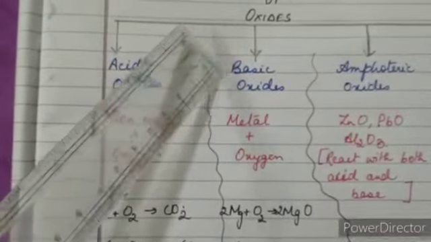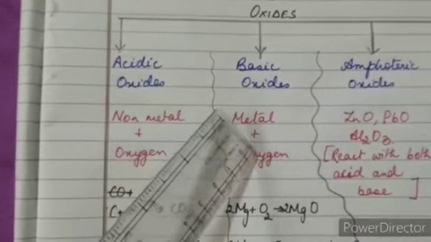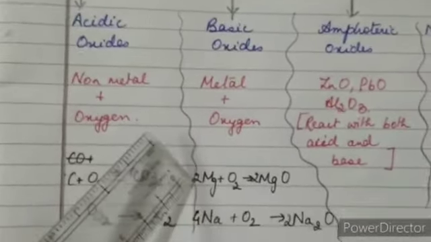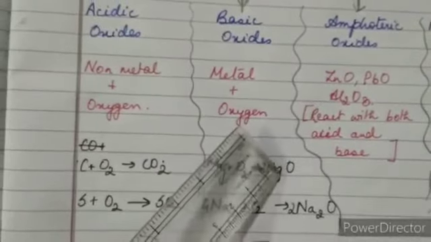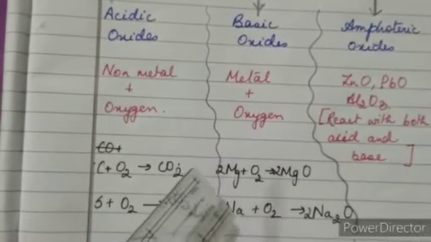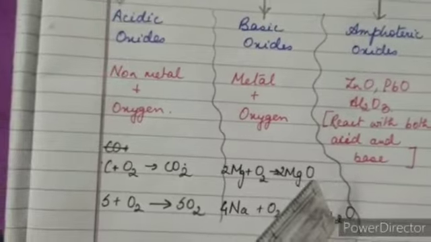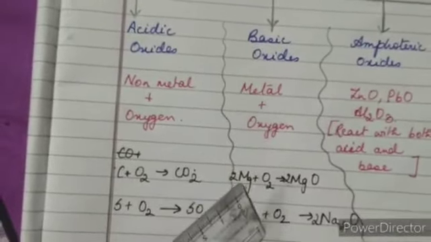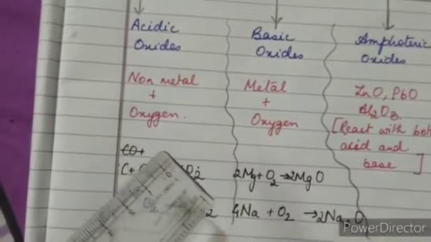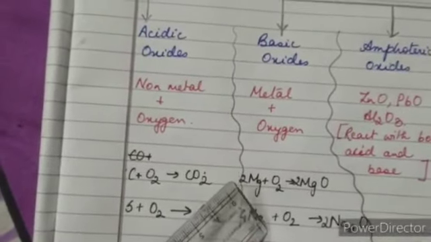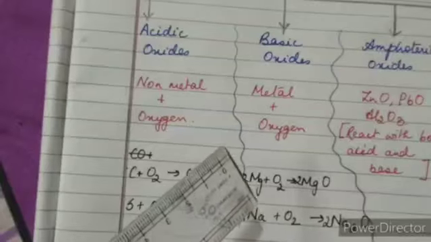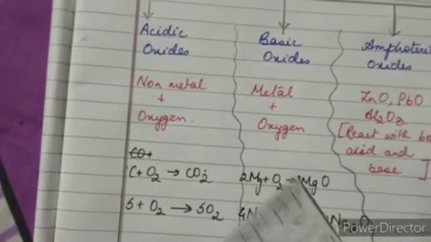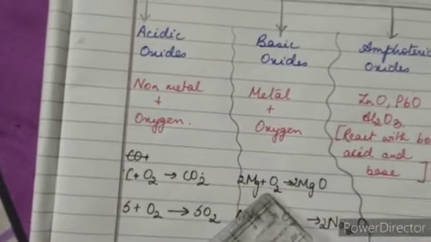Whereas in basic oxides, metal reacts with oxygen to give you basic oxides. Like for example, magnesium burns in oxygen to give magnesium oxide, which is basic in nature. Similarly, sodium, when burnt in oxygen, gives you sodium oxide, which is also basic in nature. And how do I know this? The same reaction as in acidic, but in this case we'll use red litmus paper. In case of red litmus paper, it will turn to blue.